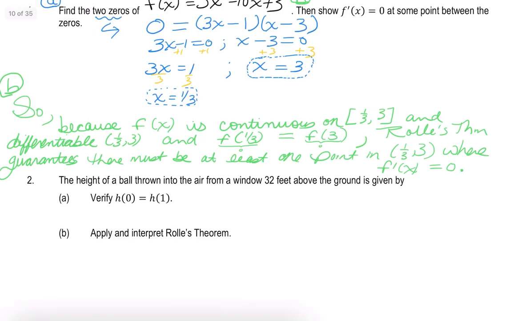So it says that we have the height of a ball thrown into the air from a window 32 feet above the ground is going to be given by, and it's our height function, let's call this h of t, is equal to negative 16t squared plus 16t plus 32. So negative 16t squared plus 16t plus 32. Okay, so this is our height function.